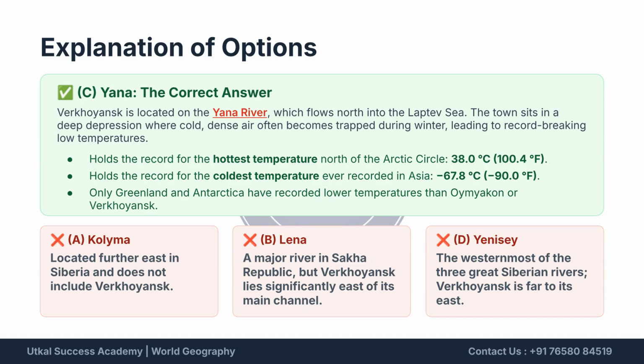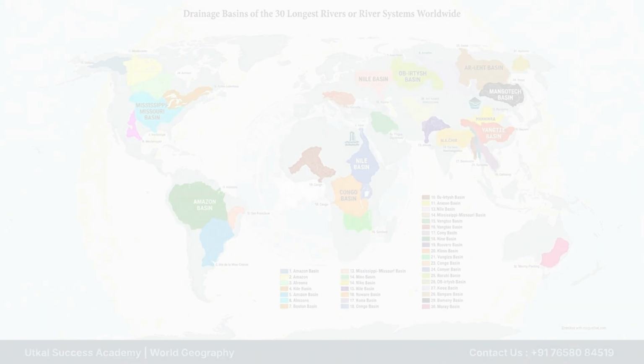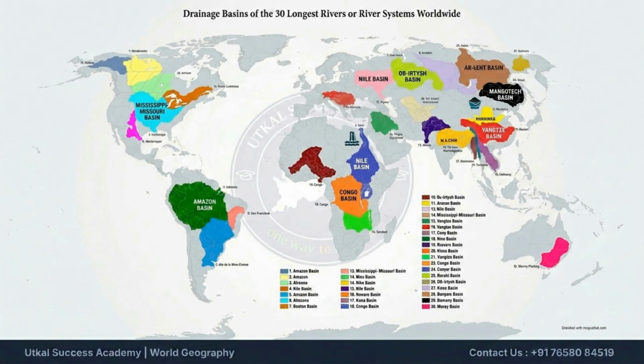Verkhoyansk is in the Yana River basin of Russia's Sakha Republic. Its deep geographical location traps cold air, leading to extreme temperatures. It holds the records for both the hottest and coldest temperatures north of the Arctic Circle. The other options are major Siberian rivers. Kolyma is farther east, Lena's main channel is west of Verkhoyansk, and Yenisei is the westernmost of the three great Siberian rivers. Now, let's look at the major drainage basins of the world.